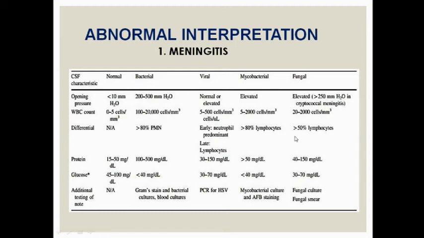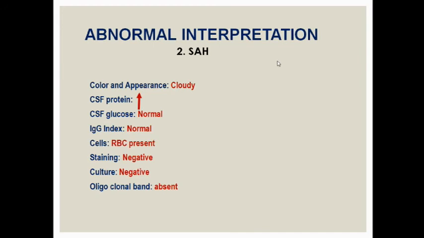In case of fungal meningitis, opening pressure is going to be elevated and WBC count falls between 20 to 2000 cells per cubic millimeter. Differential count is greater than 50% lymphocytes, and the protein is going to be between 40 to 150 milligram per deciliter, and the glucose somewhere between 30 to 70. And additional testing, again, is fungal culture and the fungal smear. Fungal meningitis is not so common in clinical practice, whereas more common are bacterial and viral and even tubercular.